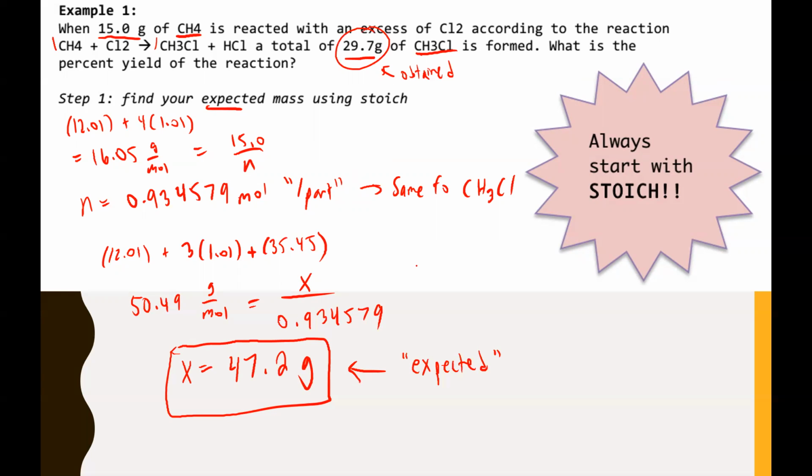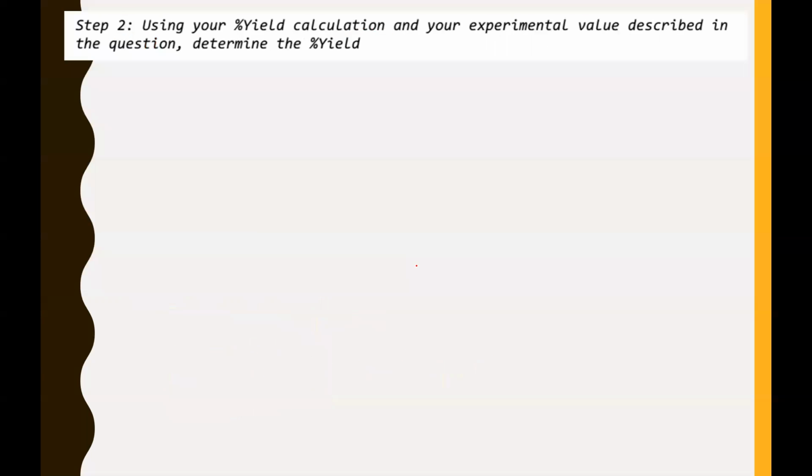That kind of is irrelevant to what this question is asking, but in part 2, it says using your percent yield calculation and your experimental value described in the question, determine the percent yield. Percent yield is just your obtained, so how much you actually got from your experiment, divided by your expected, which is what Stoich would tell us. And then of course you just times that by 100 to turn it into a percentage.